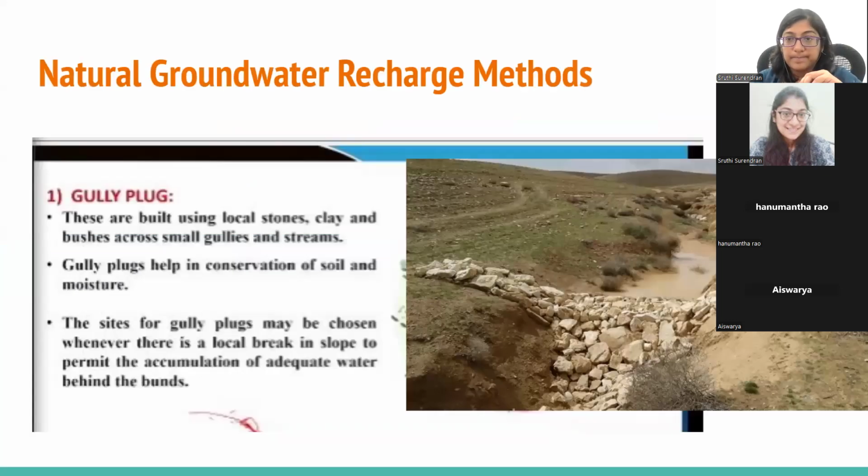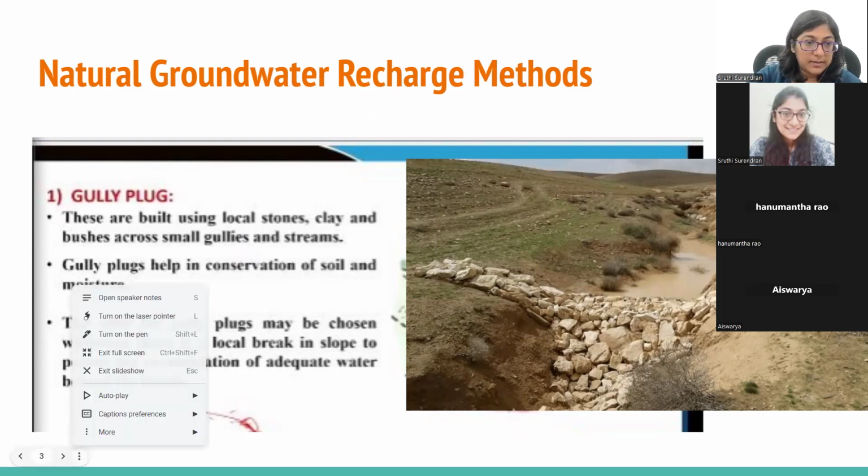Before I show the first question, let's discuss some concepts based on which the first couple of questions are. In this lecture series, there is a portion that involves talking about natural groundwater recharge methods, that is, methods to naturally recharge groundwater resources. One example is the gully plug. Gully plug, as you see, is something like this.